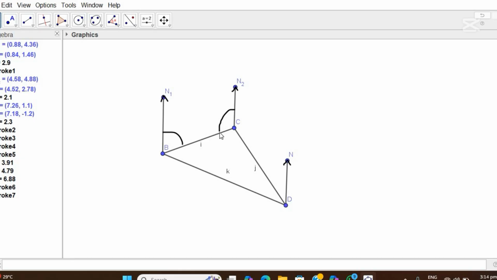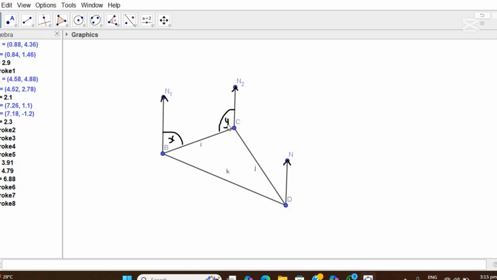Co-interior, notice I use the word interior, means it must be on the inside of the north lines. This line that connects them is called a transversal. The line that connects them forms the 2 angles inside, and these angles are co-interior. I'm going to label this one X, and I'm going to label the other one Y, so that when I speak of the angle, you can relate to what I'm talking about, right?